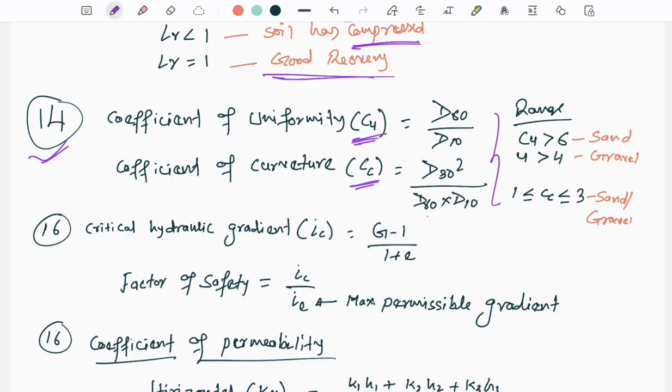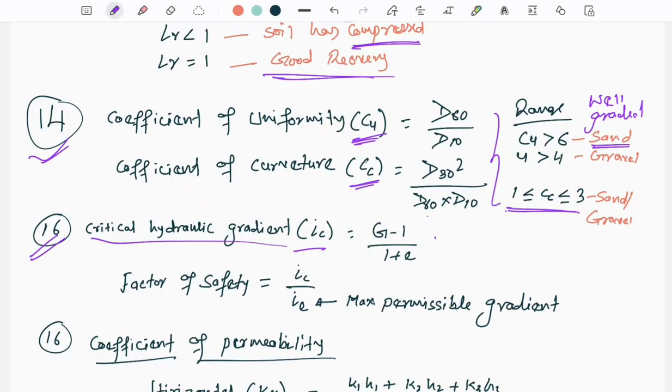You can see the range of the coefficient of uniformity and coefficient of curvature in detail in the soil classification system, but here is the simple range which is asked in the exam, for revision. If the coefficient of uniformity is greater than 6, then it is sand, and for gravel it is greater than 4. If the coefficient of curvature is between 1 and 3, then it is well graded sand or well graded gravel. Similarly, for well graded sand it is greater than 6, and for well graded gravel it is greater than 4.